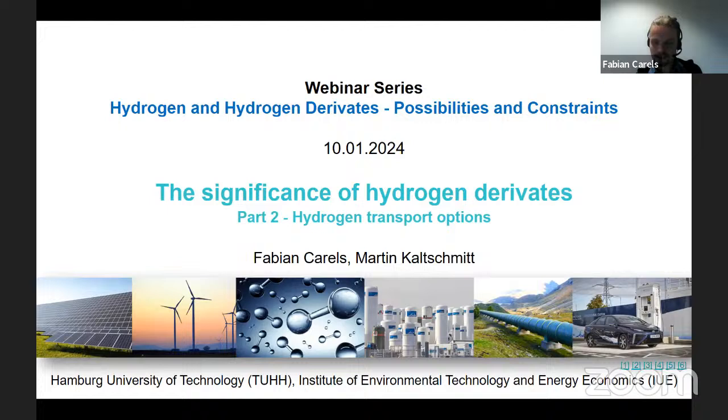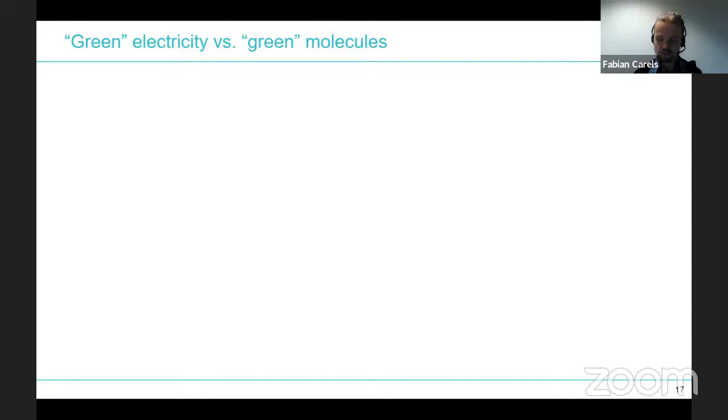And after we have gotten some background information about the presentation of Martin Kaltschmidt, I will now dig a bit deeper into the detailed topic of the transportation of hydrogen. So we have seen that we need to transport the green energy, and therefore the question is firstly how we can do this. So how the green hydrogen transport options are connected with the general issue of the green energy transportation.